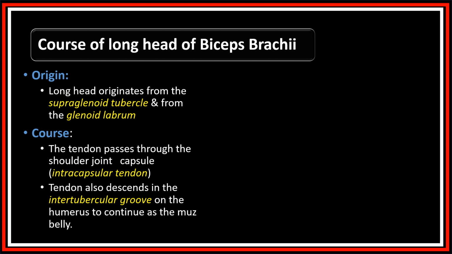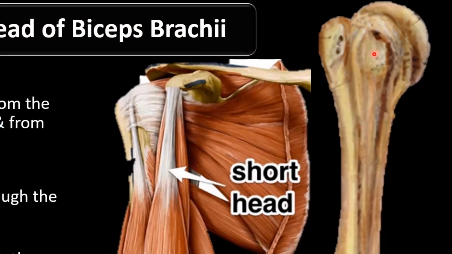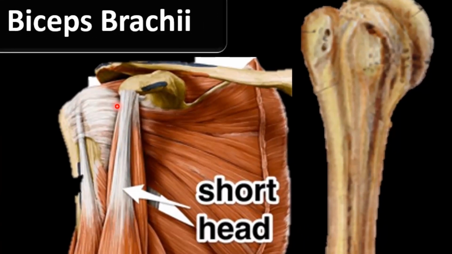We are going to additionally look at the course of the long head of biceps brachii. Now, this tendon of origin from the supraglenoid tubercle and the glenoid labrum will pass through the capsule of the shoulder joint. So here is the capsule of the shoulder joint, and you can see that tendon of origin running through the capsule. Because it runs deep to the capsule, we say that this tendon is intracapsular.